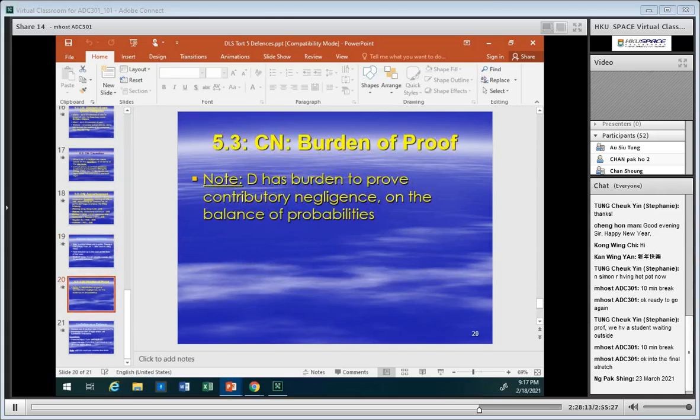Remember the burden of proving any defence is on the defendant, so the defendant has to prove contributory negligence, and would have to prove first of all fault, that the plaintiff didn't come up to the required standard of care, and also has to prove causation, all on the balance of probabilities.